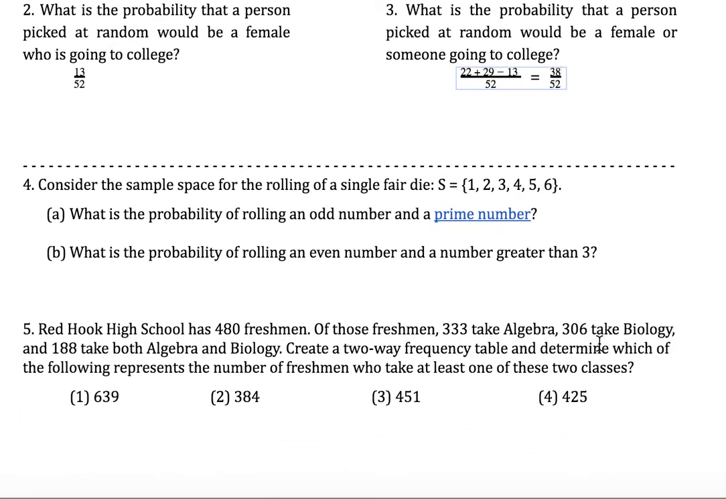So we go down here to 4 and 5. There's a dash because they're completely separate questions. So 4, consider the sample space for the rolling of a single fair die. Again, the S is the sample space: 1, 2, 3, 4, 5, 6. That's what we could get.